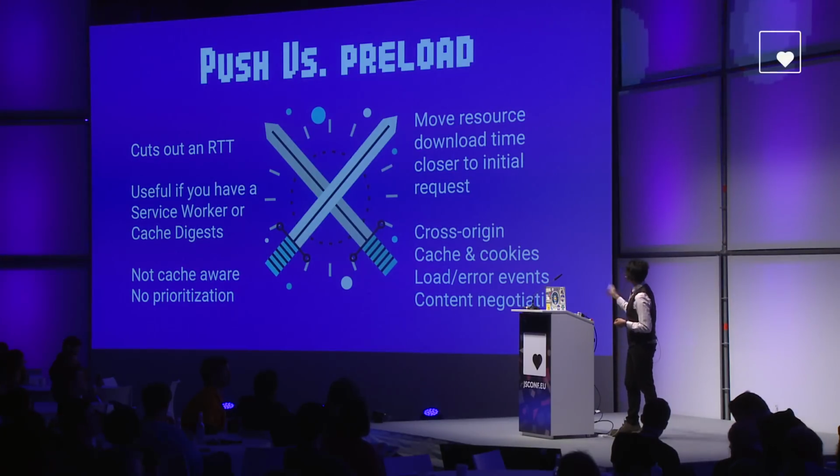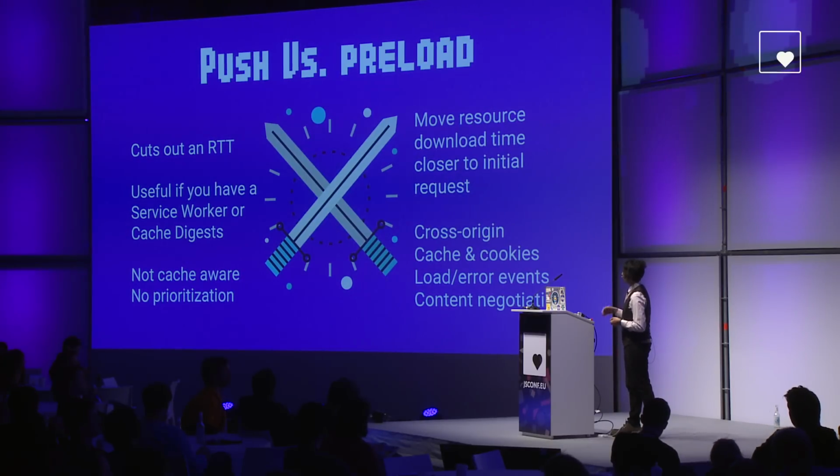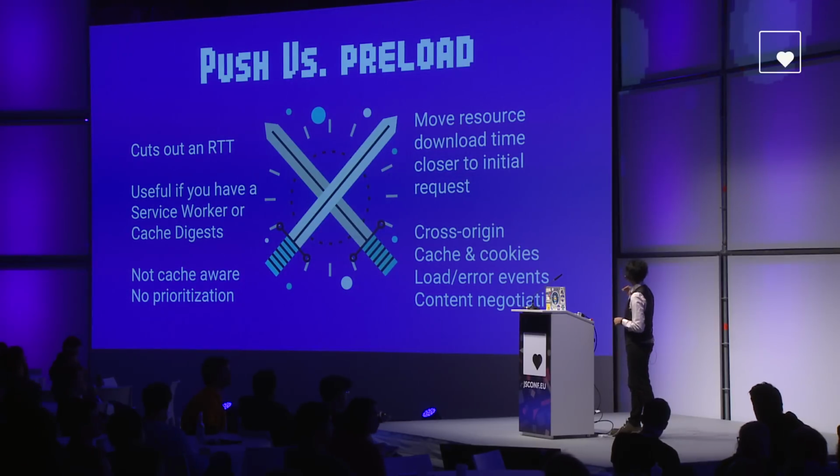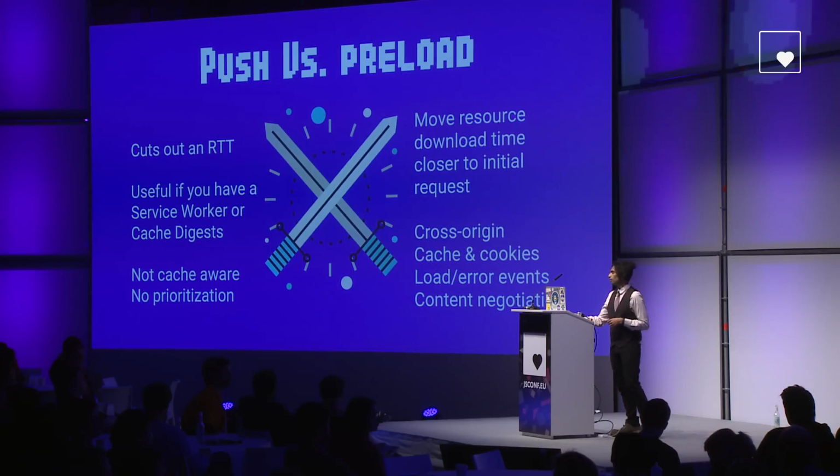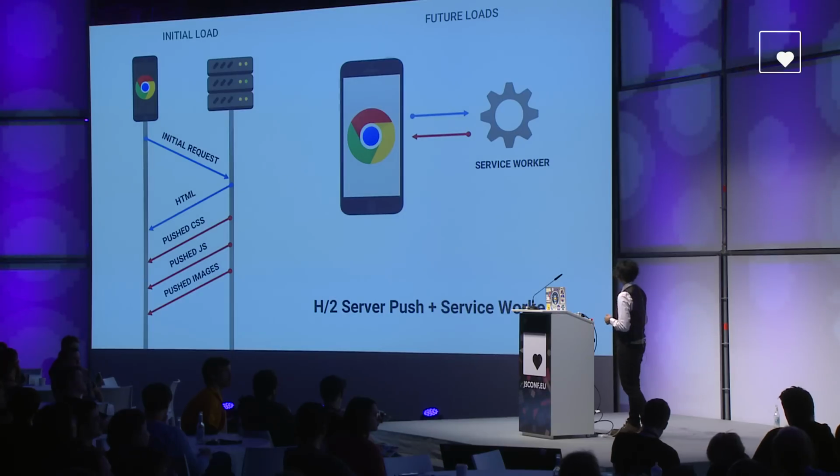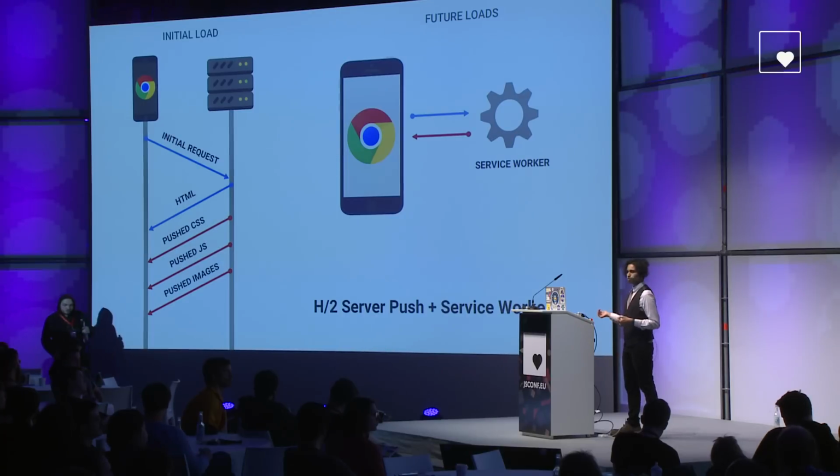So push versus preload: push can cut out a whole RTT. It's not cache aware. There's no real prioritization in place. Preload is particularly useful because in addition to what push can do, it also supports cross-origin requests. It's got load and error events. It's got content negotiation. But how do we address this issue of H2 push not particularly knowing what's in the cache? Well, we can use service worker.